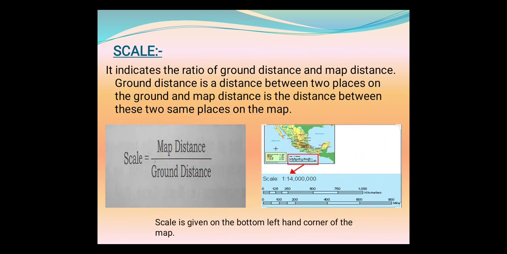The next element is scale. It indicates the ratio of ground distance and map distance. Ground distance is a distance between two places on the ground, whereas map distance is the distance between these same two places on the map. So we can say scale equal to map distance by ground distance. Scale is given on the bottom left hand corner of the map.